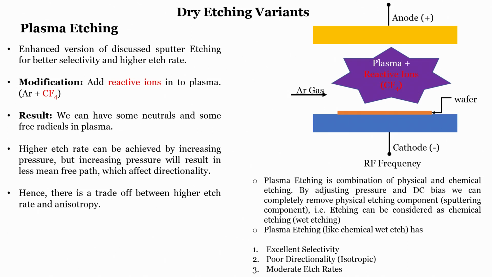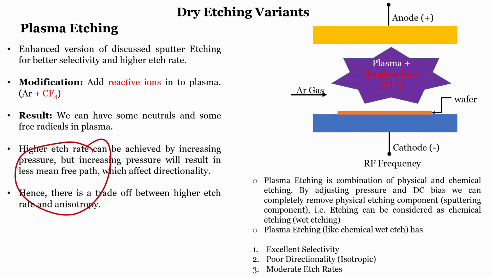So, let us further see the dry etching variants, and the second variant is the plasma etch. If you see the slide, plasma etching is the enhanced version of the discussed sputter etching for better selectivity and higher etching rate. Modifications are like adding reactive ions into the plasma. If you add reactive ions like argon plus CF4, then you can etch the desired material.